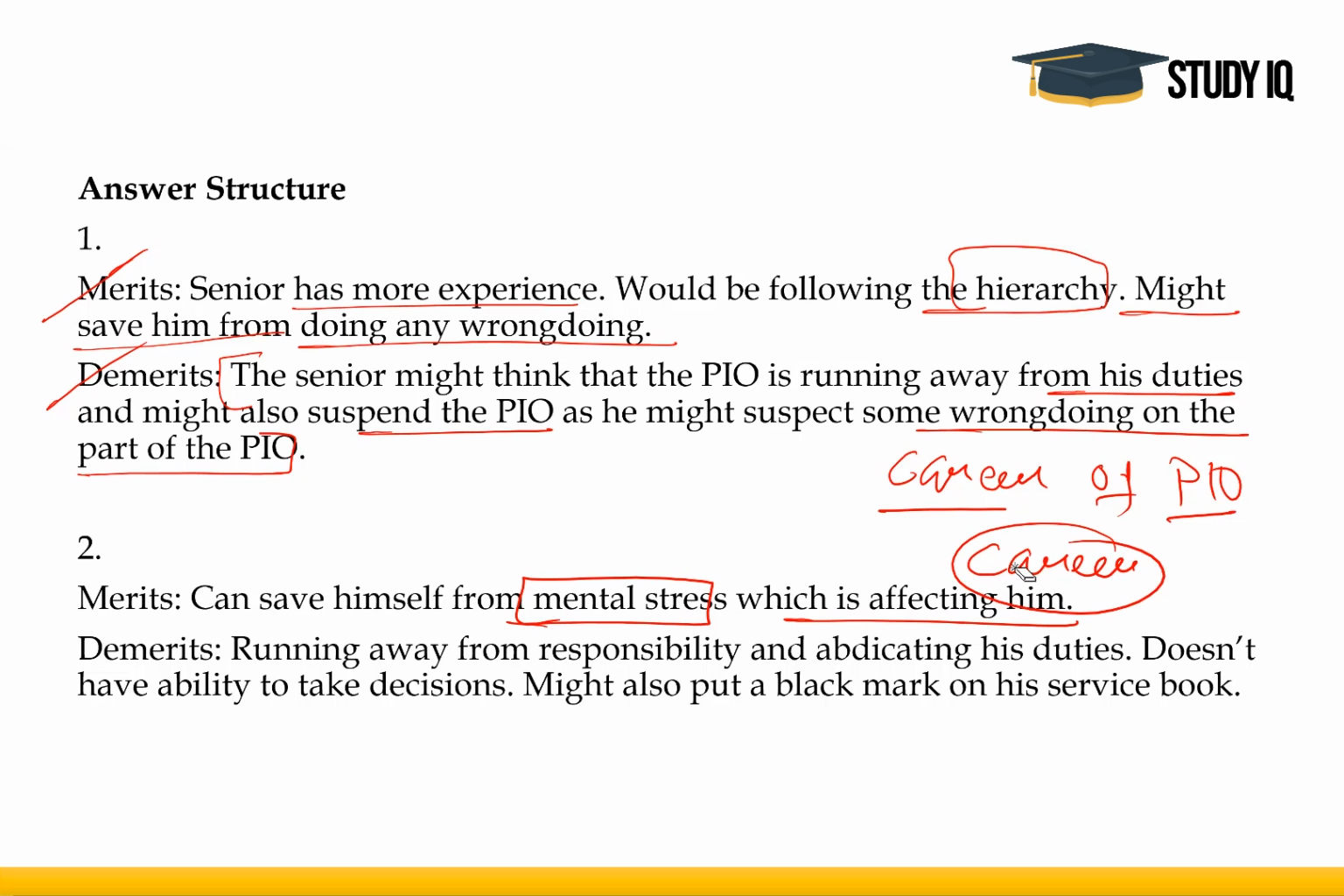But the demerit over here is he is running away from the duty, from the responsibility, and abdicating his duties. He doesn't have the ability to take decisions. This step that the PIO might take also shows that the PIO does not have the requisite ability to take decisions in adverse situations. It might also put a black mark on his service book. In the case of government employees, the service book plays a very, very important role, particularly for an officer. So this might affect his promotions, might affect his transfers.